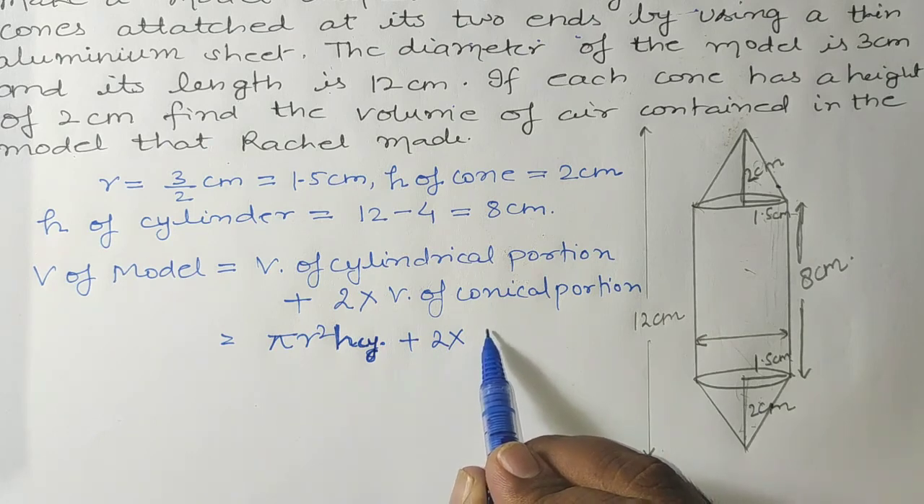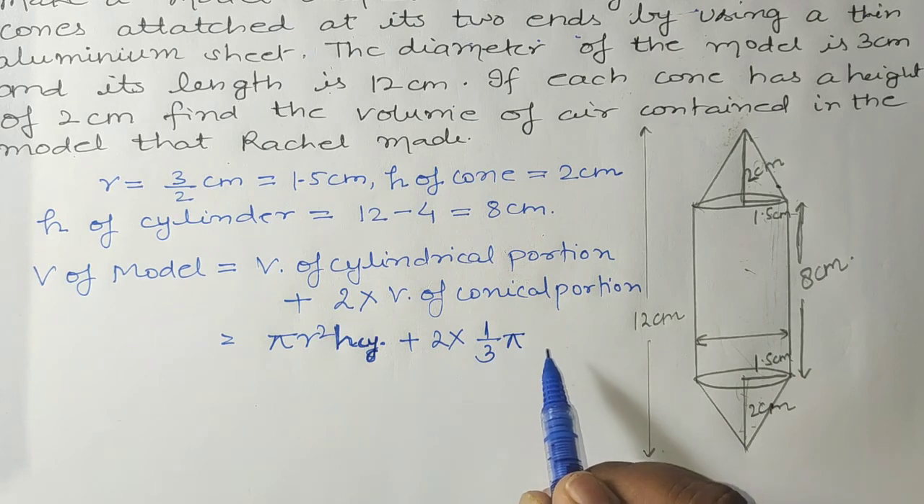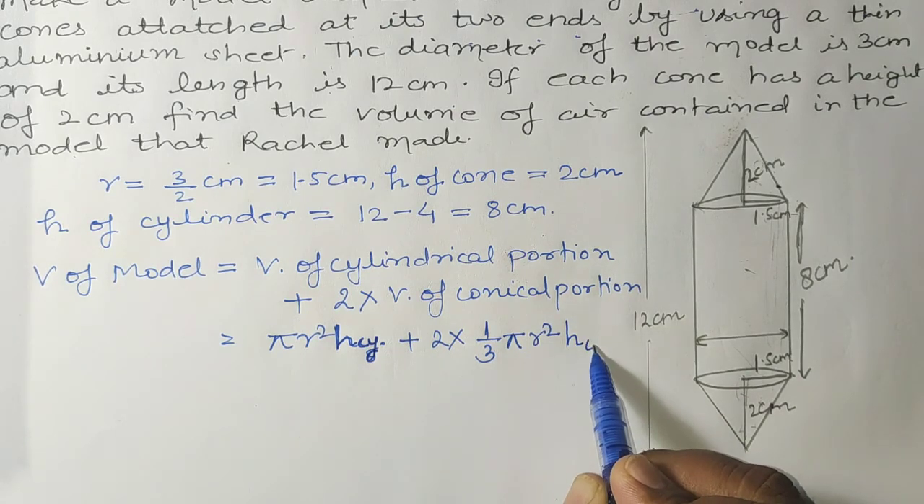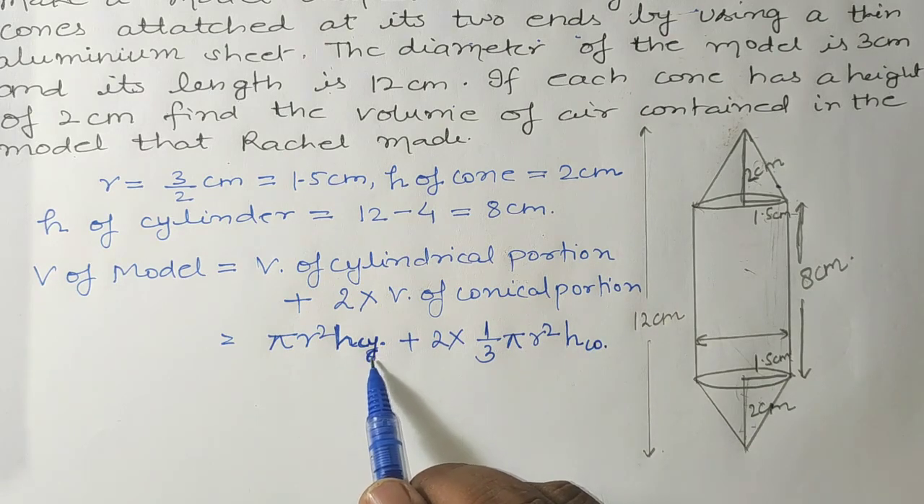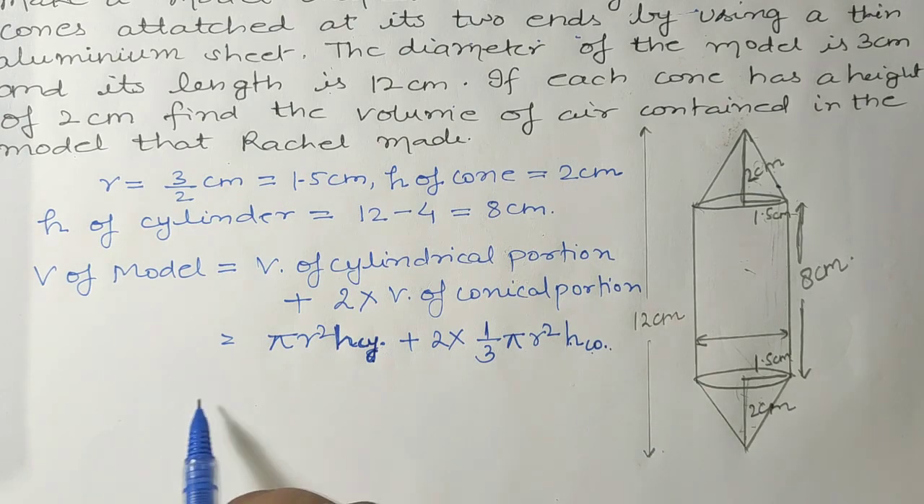So volume of conical portion, we know that the volume of the cone is 1 by 3 pi r square h, but h is what? Here h is for cylinder and here h is for cone.